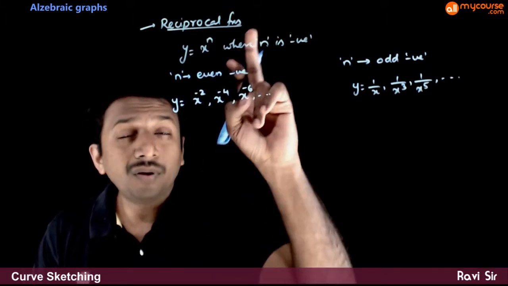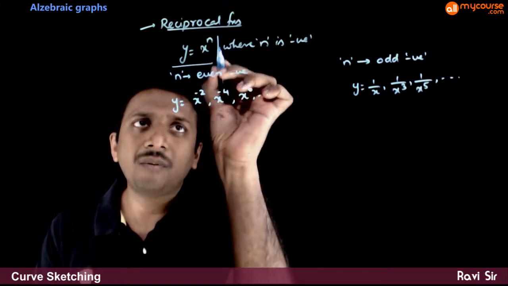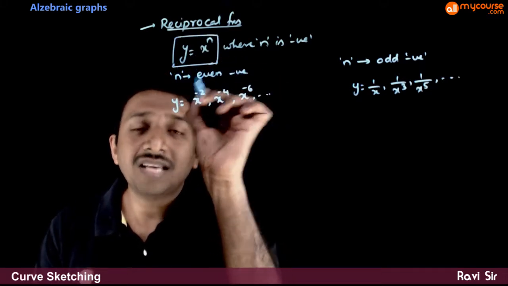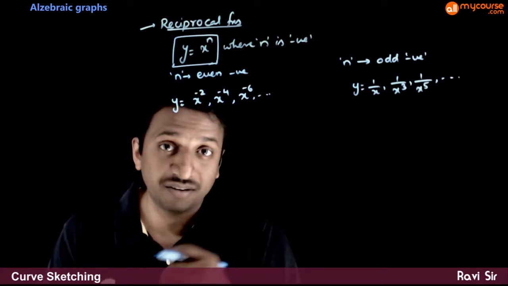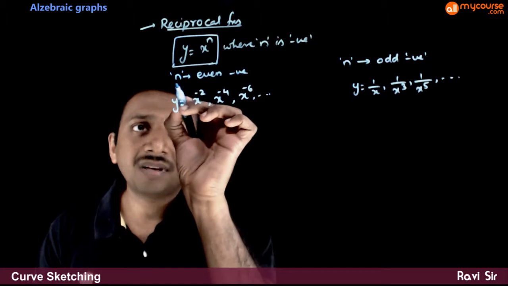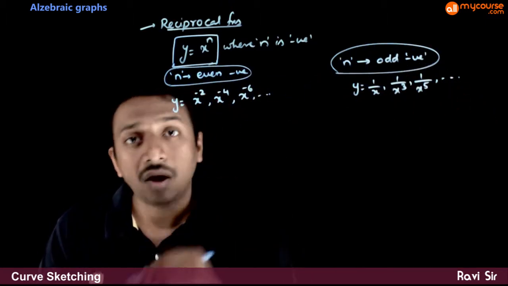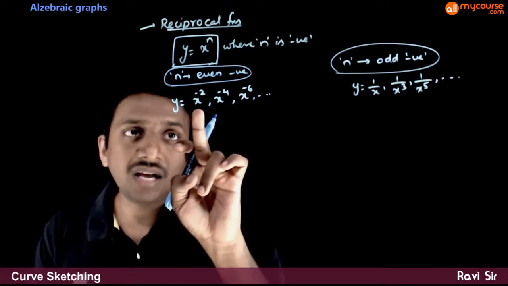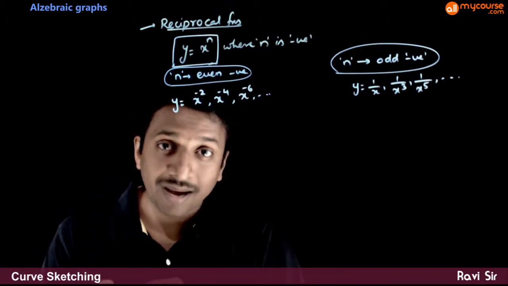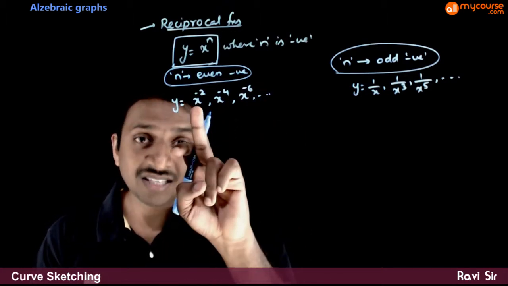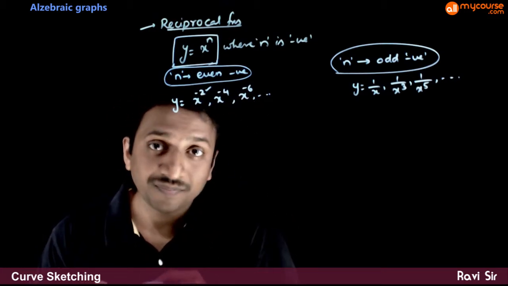Next, if you look at reciprocal functions, these are nothing but the curves of the form y is equal to x power n, same as the nth power functions, but here n is negative. So you can have n as an even negative or n as an odd negative. So y is equal to x to the power minus 2, x to the power minus 4, x to the power minus 6, and so on. These are the reciprocal functions when n is an even negative number.